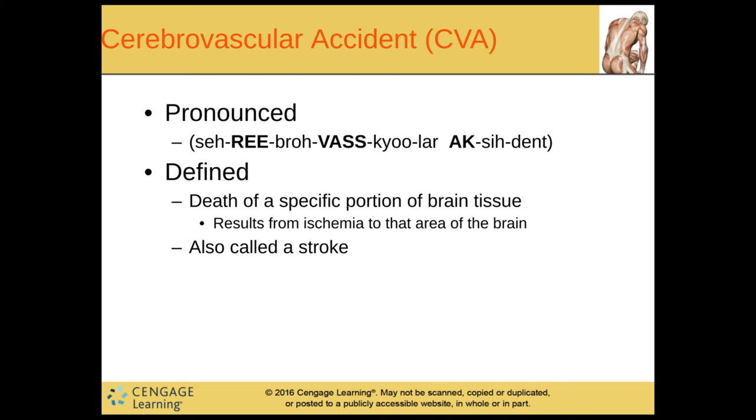And then we have a cerebrovascular accident or a CVA. So this is death of a specific portion of the brain tissue, and this is usually the result of ischemia in an area of the brain or a stroke. So it's a death of a part of the brain.